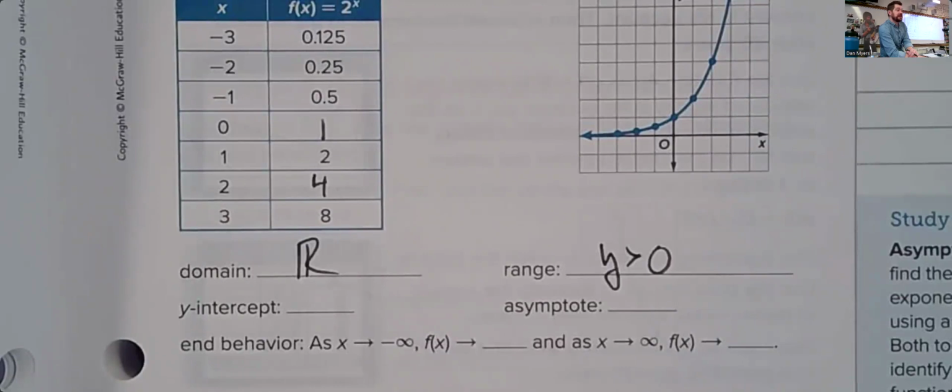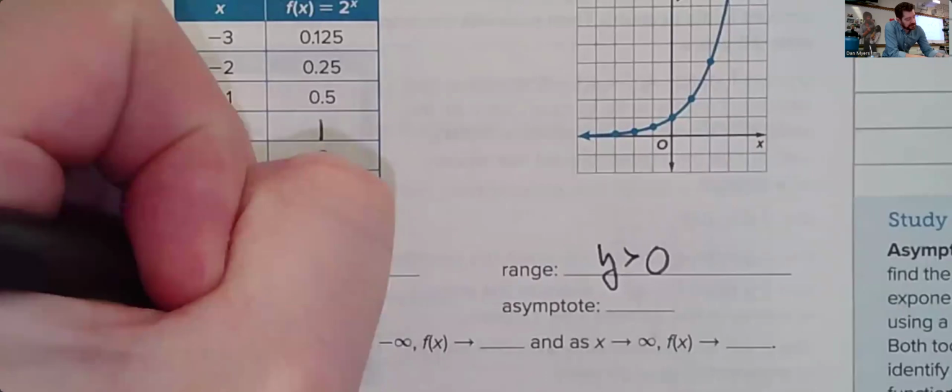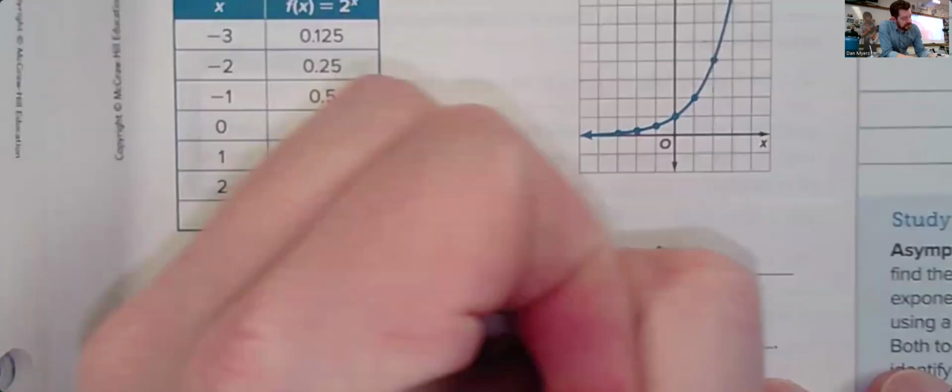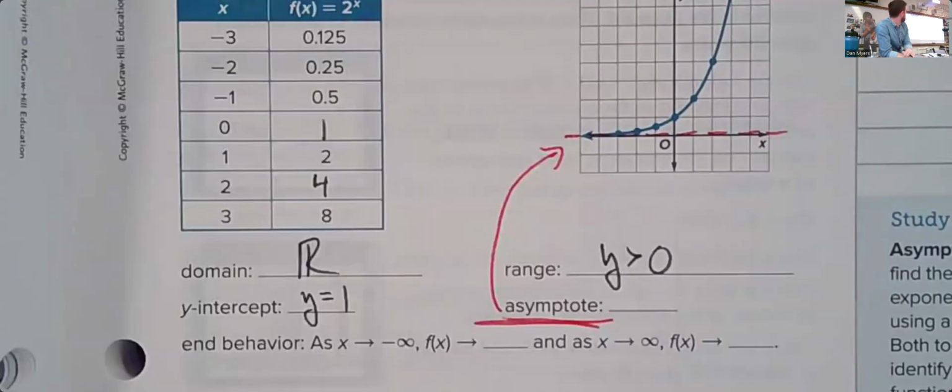The y-intercept, where is it? 1. Okay, so y-intercept would be y equals 1. Now, the asymptote. Is it a horizontal asymptote or is it a vertical asymptote? Horizontal, okay. So I'm just going to go ahead and underline that in red. And then right here, I'm just going to do a dotted line. That is the asymptote.